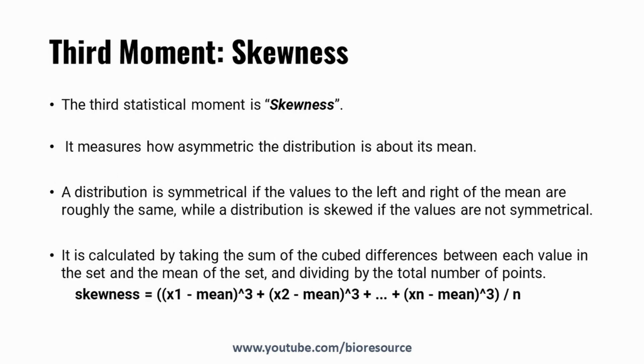Coming to the third moment, that is skewness. The third statistical moment is skewness. It measures how asymmetric the distribution is about its mean. A distribution is symmetrical if the values to the left and right of the mean are roughly the same, while a distribution is skewed if the values are not symmetrical. So the distribution can be symmetrical or not symmetrical. The skewness is calculated by taking the sum of cubed differences between each value in the set and the mean of the set and dividing by the total number of points. So the calculation is as below.